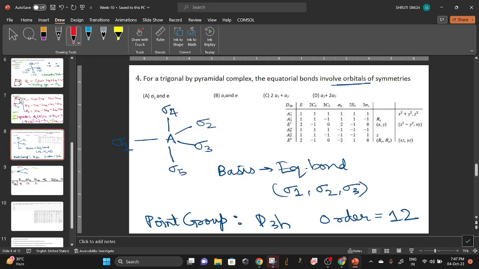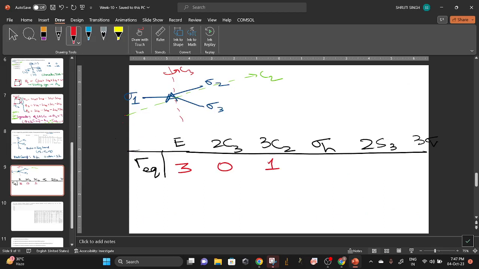Actually, we have to consider A also here. If we consider A, it is 1. Fine. Then sigma h is 3. Then S3 is 0. Sigma v is 1. Fine.